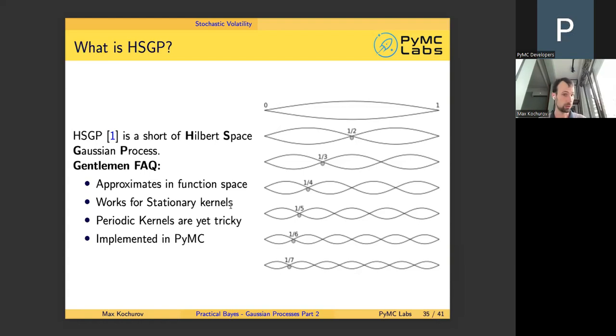To be more specific, this approximation doesn't work for any sort of kernel. It works only for stationary kernels. And it is really tricky to do this for periodic kernels because they don't have the fancy closed form solution to this approximation. But there are practical ways to overcome this constraint.